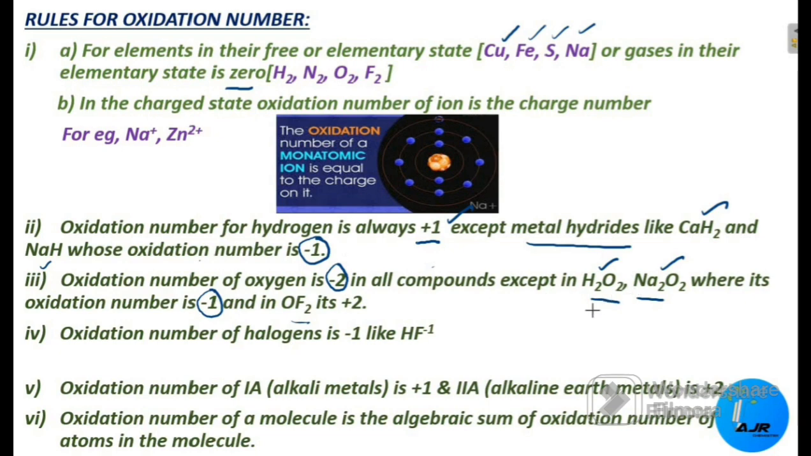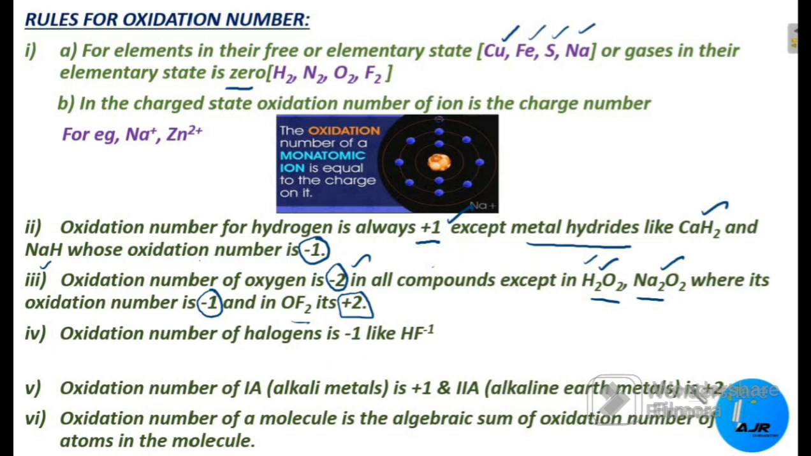Whenever you get a problem with hydrogen peroxide or sodium peroxide, you should make use of this number minus 1. Then for OF2, the oxidation number is plus 2. Can you understand, students? So for oxygen it is minus 2 in other compounds, right? Next, the oxidation number of halogens is minus 1. Wherever we find halogens, we can substitute the value as minus 1 for the oxidation number. And the next one is the oxidation number of group 1A, that is the alkali metals, which is plus 1, whereas for 2A, that is the alkaline earth metals, it is plus 2.